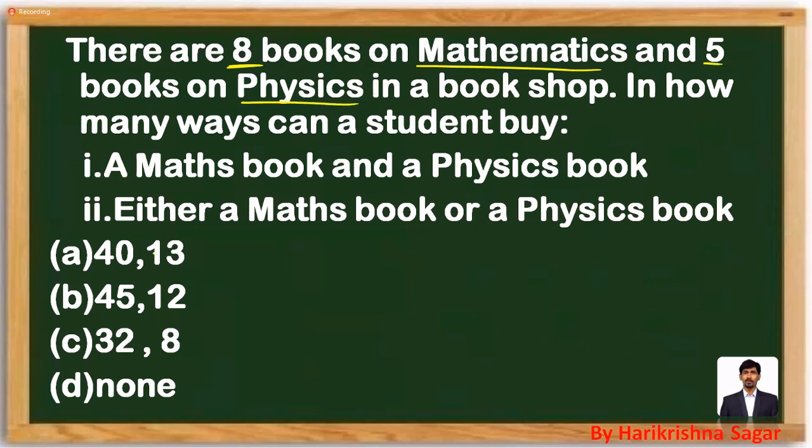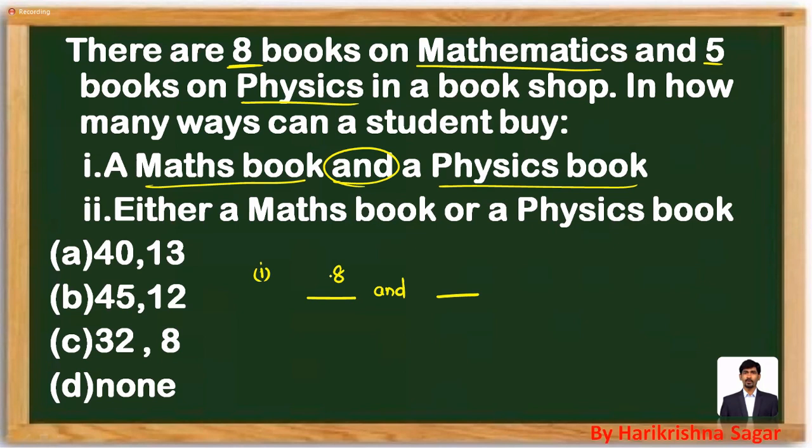In how many ways can a student buy a mathematics book and a physics book? So the first answer we can solve like this. A mathematics book and a physics book. How many mathematics books are there? 8 books are there. You have to choose one out of the 8. In how many ways can you do that? 8 ways.